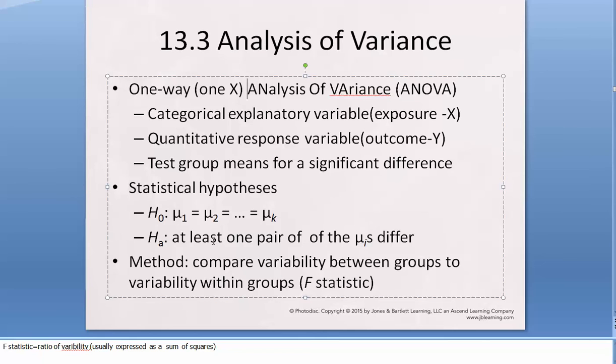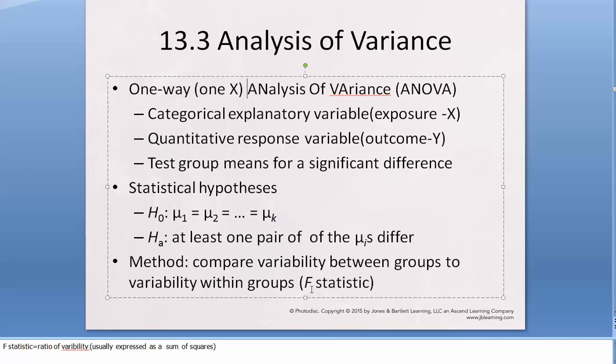Statistically, whenever you have to do a test of hypothesis, we have to come up with the H null and the HA. H null says there are no mean differences, all group means are the same. HA says the opposite of this, at least one pair of the mu's will differ. And then you use the method.